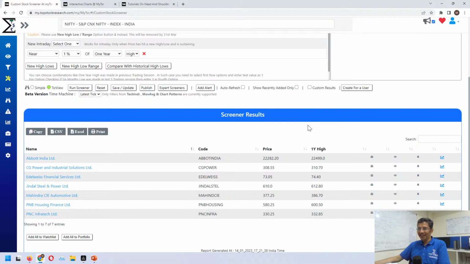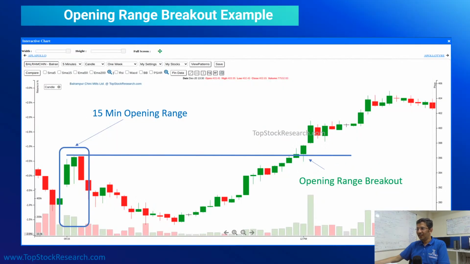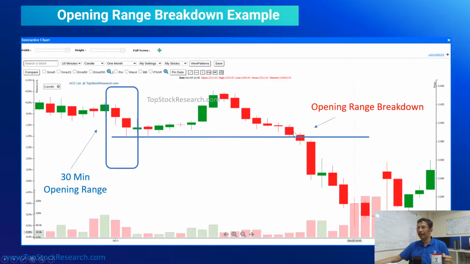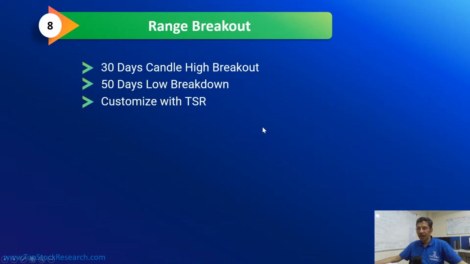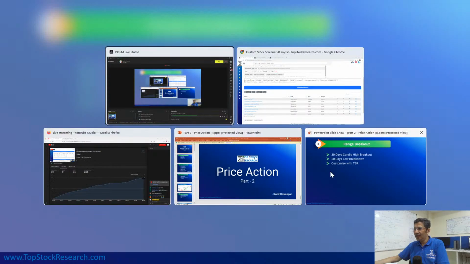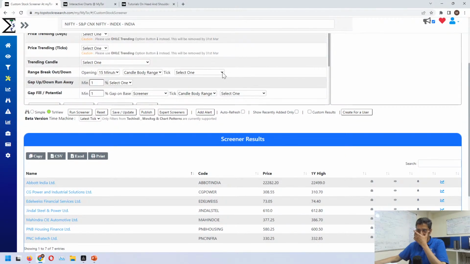That's one. Second thing is understanding the concept, right? Price action is simple, yet very subjective, right? So gain mastery over it, you'll gain a lot of things. Opening range breakout, breakdown, we have done it. Range breakout, again a very important one. Even though we are slightly behind schedule, I think it's worth taking time to understand this, right?